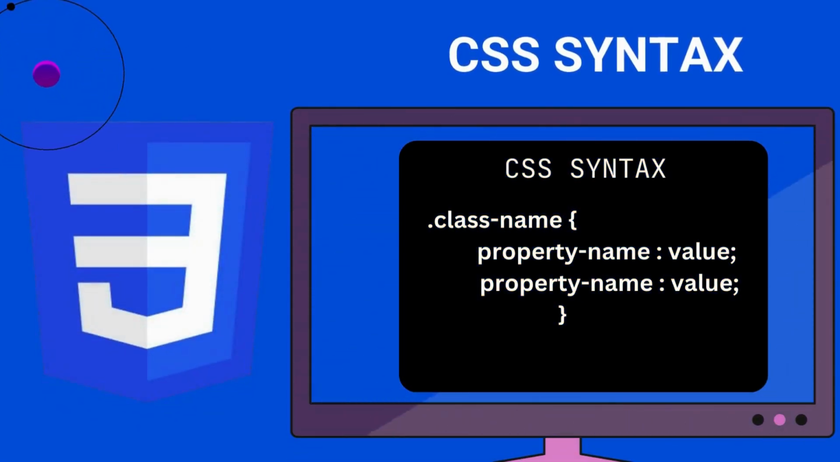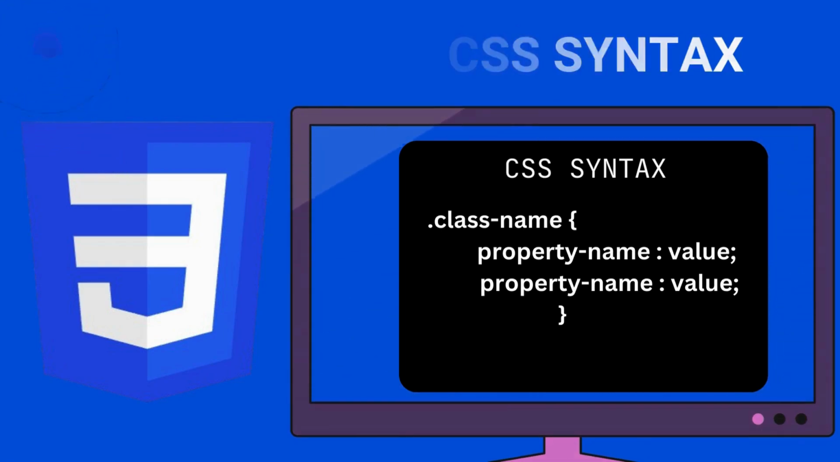CSS syntax: dot, class name, and open brackets. The class name that we specified in the HTML page, or the ID that we specified in the HTML page, and inside the brackets we have values specified with a particular property.